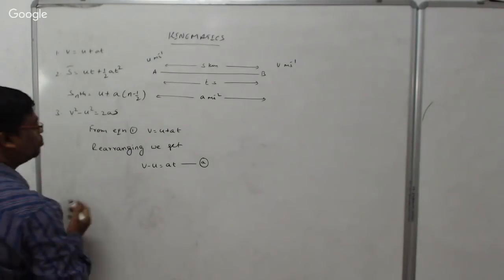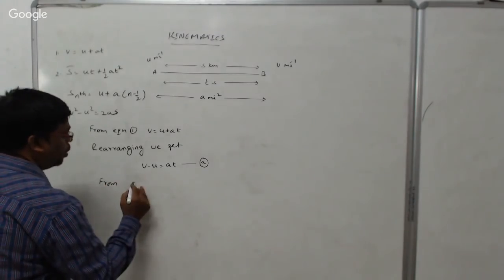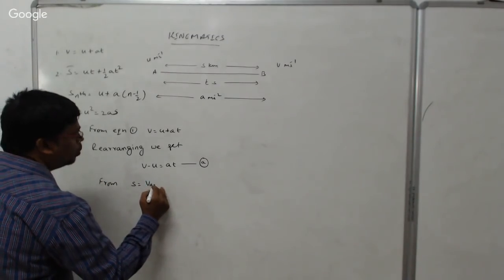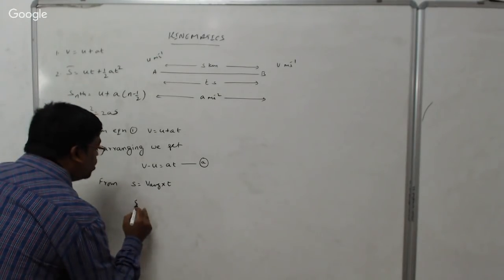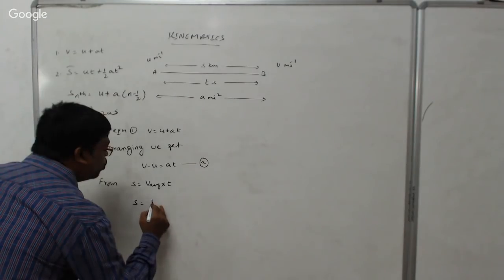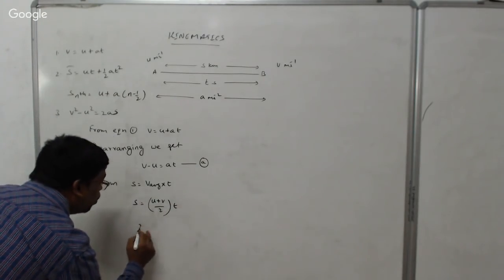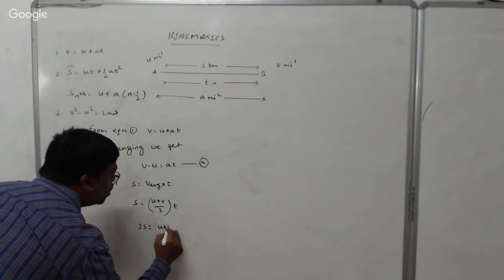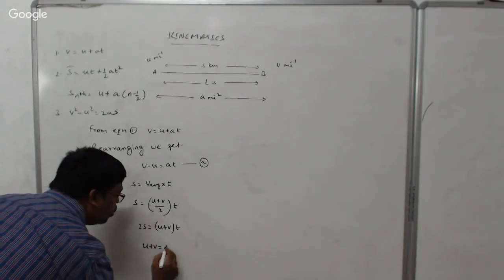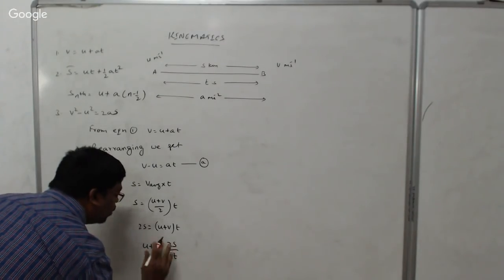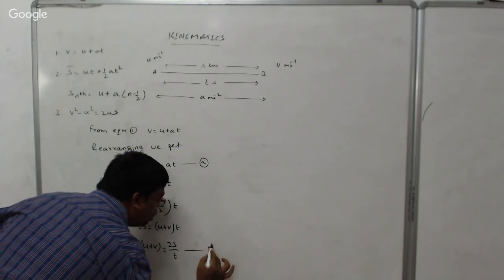Okay. Next, from s is equal to average speed into time, that is s is equal to u plus v by 2 into t. 2s is equal to u plus v into t, or u plus v is equal to 2s by t. This is expression B.